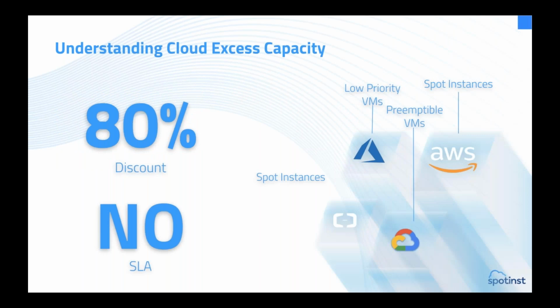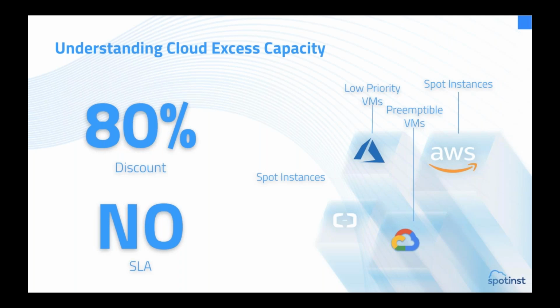So let's start by understanding cloud excess capacity. Cloud computing companies are building huge data centers in order to give you the feeling that you can consume unlimited resources. This causes a situation where a big portion of those resources are actually idle at all times. So in order to increase the usage, those cloud providers offer the same resources for around 80% less.